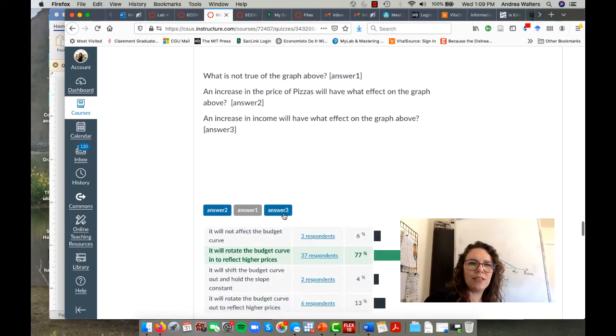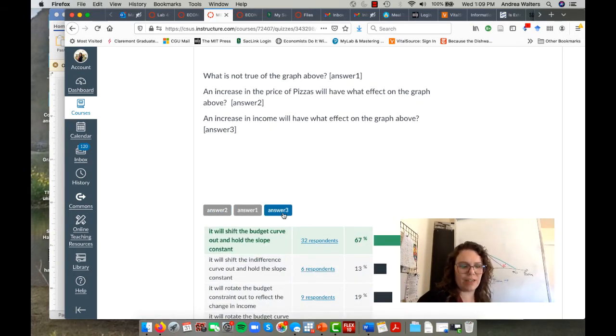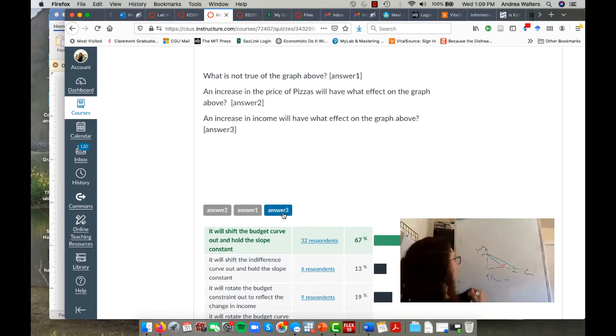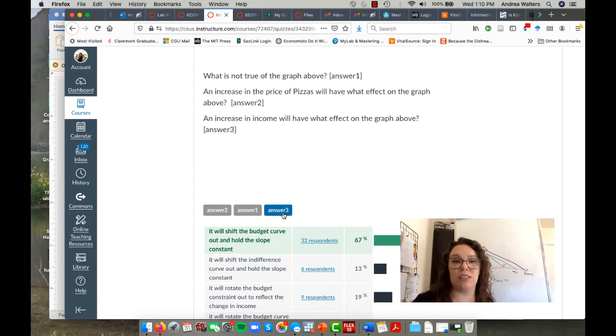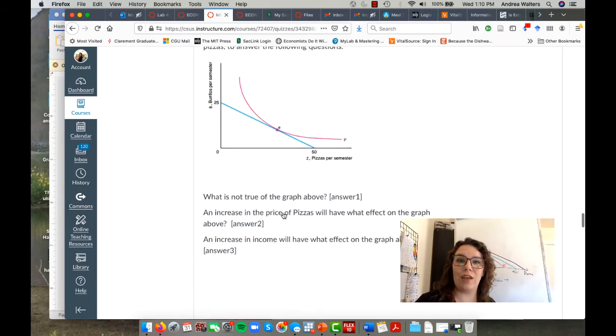Answer 3 says an increase in income will have what effect on the graph? So this is a totally different scenario. If we're increasing income, then the price of these two goods didn't change. Instead, what changed was my income went up. So that's just going to shift the curve out, holding the slope constant. So a change in income moves you out. It's a shift, holding the slope constant. A change in price is going to rotate depending on whether it's an increase or a decrease. So hopefully that helps. Okay.